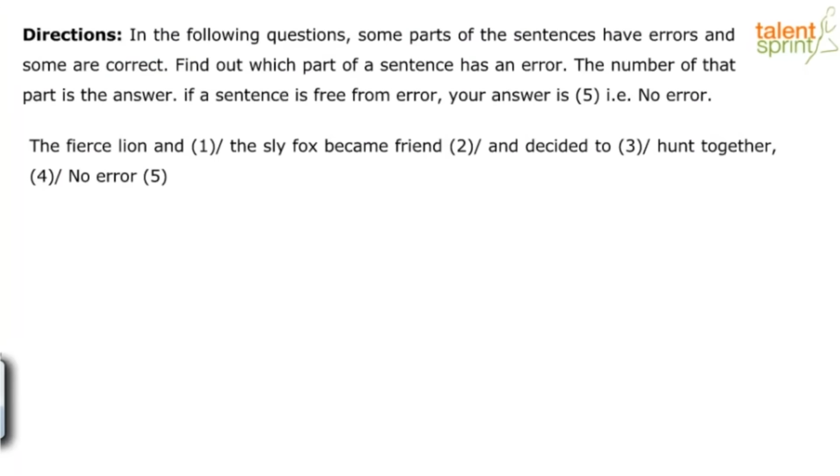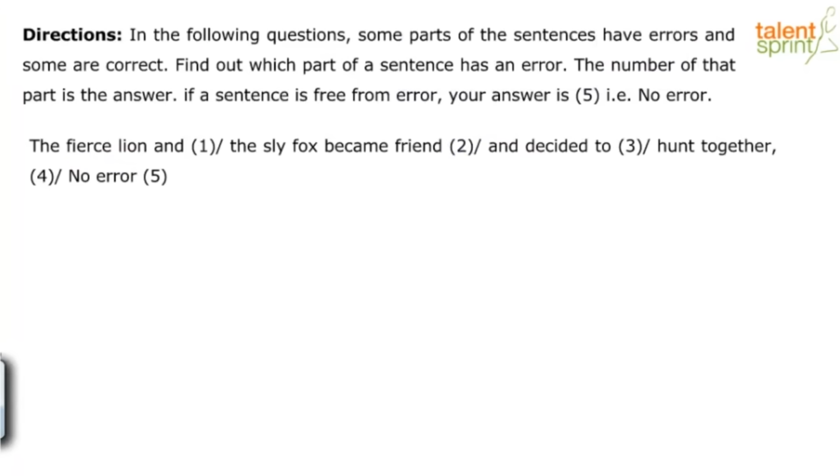Read the question. The fierce lion and the sly fox became friend and decided to hunt together. As soon as you read it, you know the error is in part 2 because we're referring to 2 subjects, fierce lion and sly fox. So we're talking about 2 nouns here, and obviously the noun number has to change. Here we have only friend, you change that to friends. So the error is in part 2. This is an error pertaining to noun numbers. You just pay attention to the context, and we need a plural noun number and not a singular noun number here.